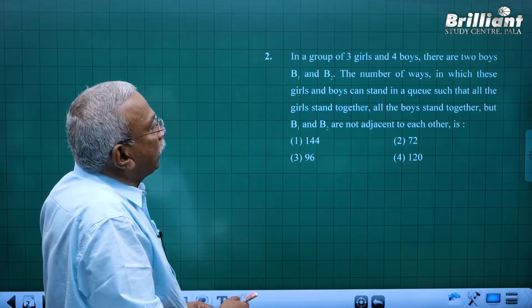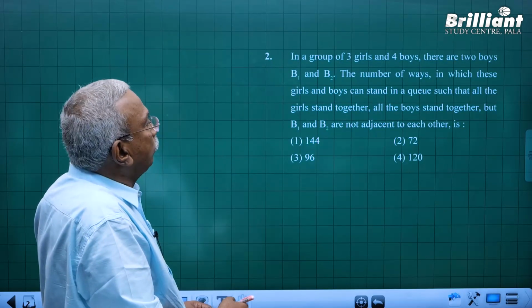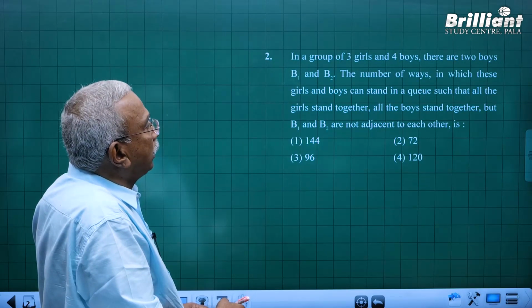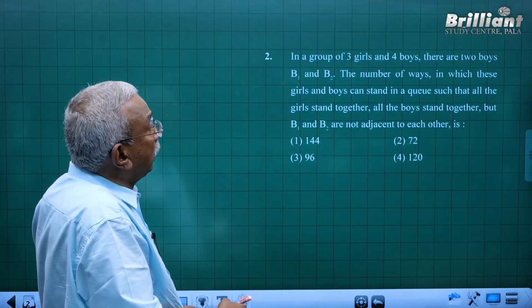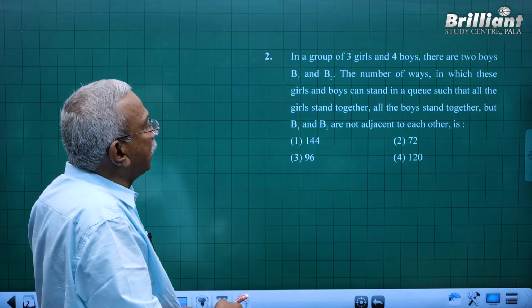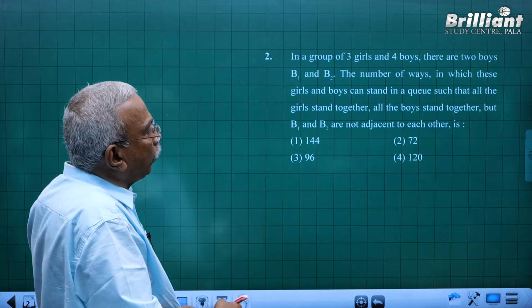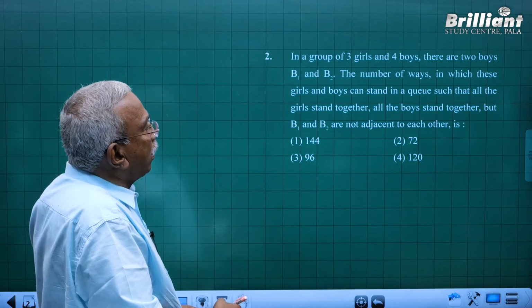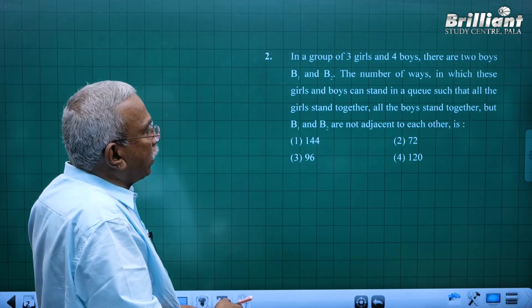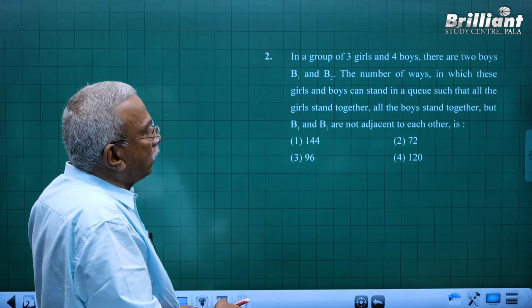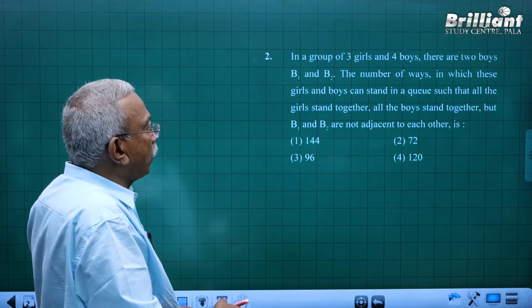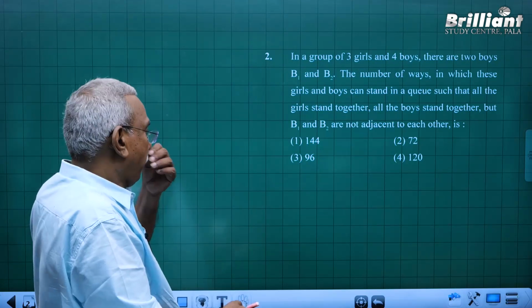In a group of 3 girls and 4 boys, there are 2 boys B1 and B2 and the remaining are girls. The number of ways in which these girls and boys can stand in a queue such that all the girls stand together and all the boys stand together, but B1 and B2 are not adjacent to each other.